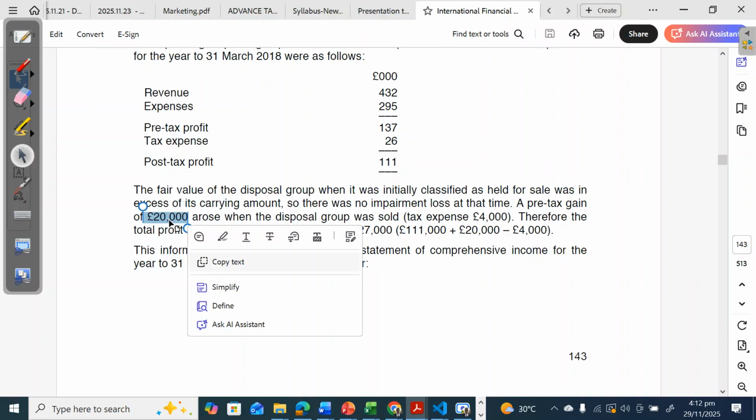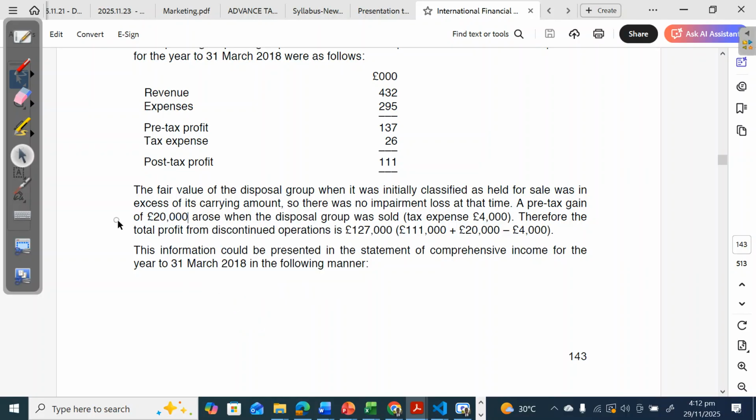I was thinking the 127 entails this one alone. I was thinking it's only containing the gain from the disposal alone.